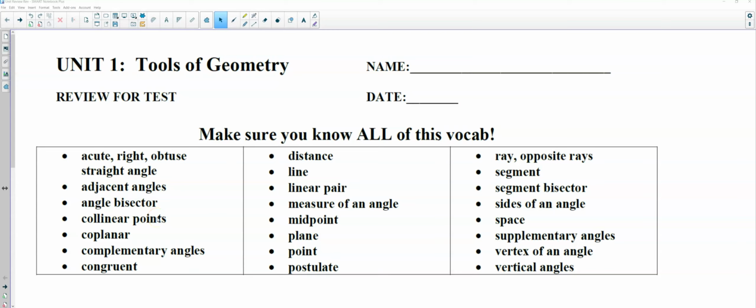Okay, welcome again. Tools of Geometry, Unit 1. We have gone over all the chapters of Unit 1. And these are the things that you need to know for the test, okay?